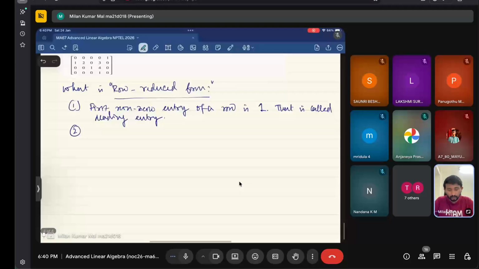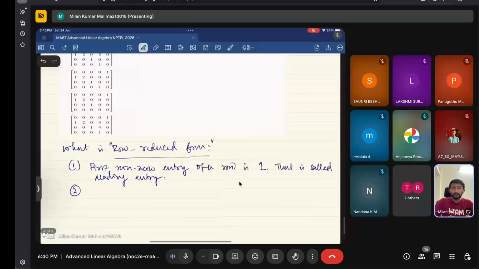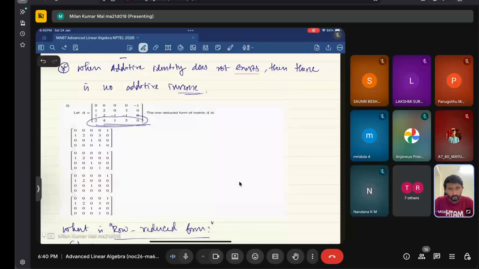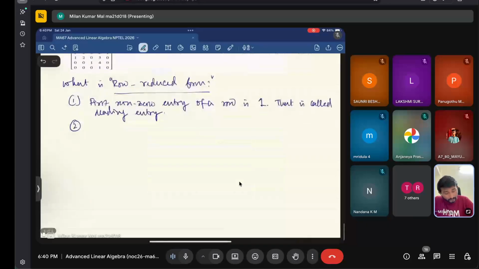For example, suppose this row, 2, 4, 1, 5, 0, is the first row. This is actually the last row, but I am assuming it was in the first place. The first non-zero entry is 2, but that's not 1. So how to make that 1? You have to multiply the full row by a half, so then that will be 1. If you get 1, that is called the leading term.